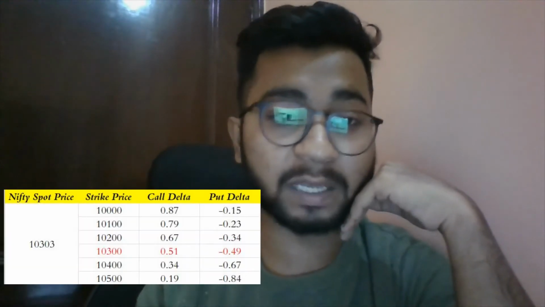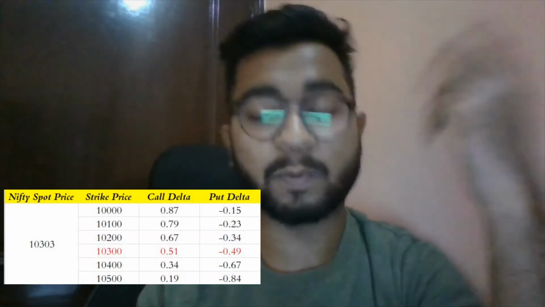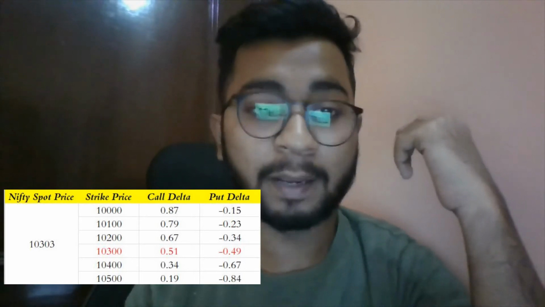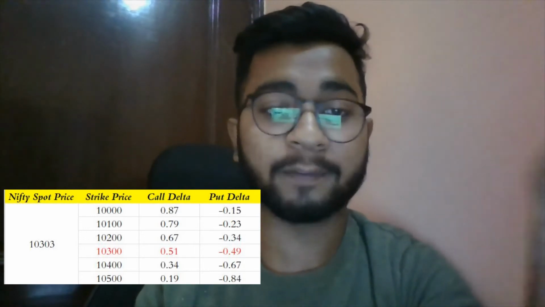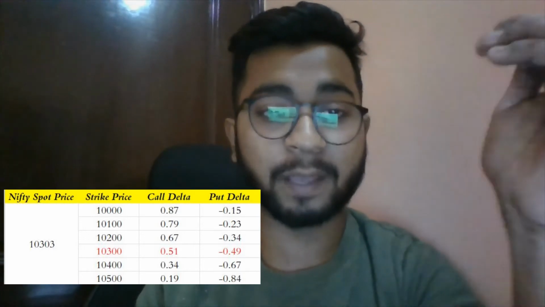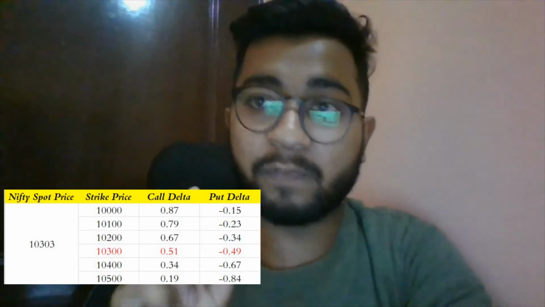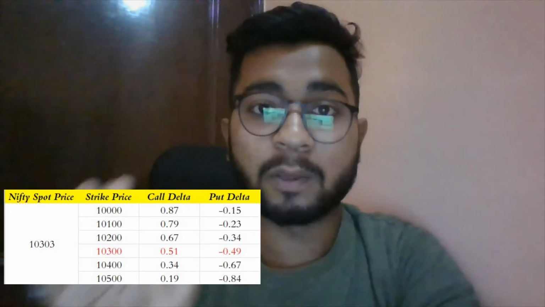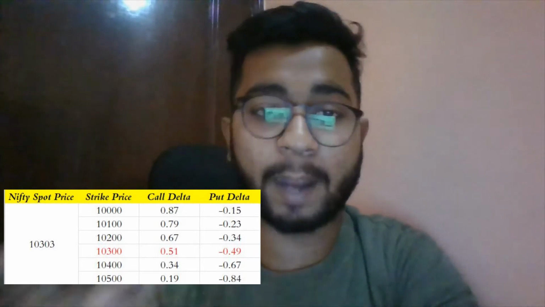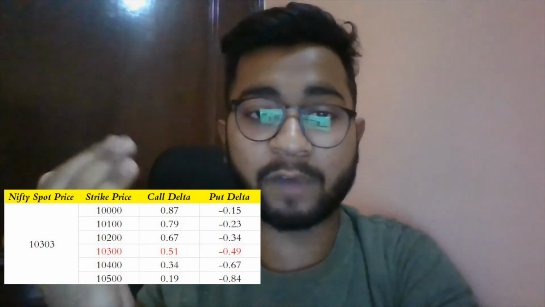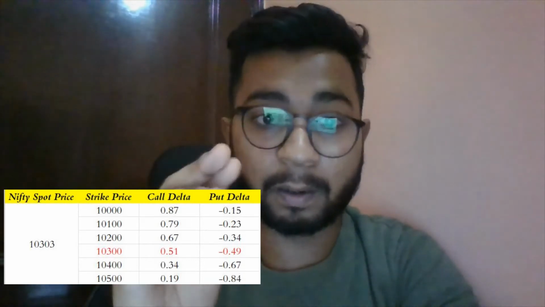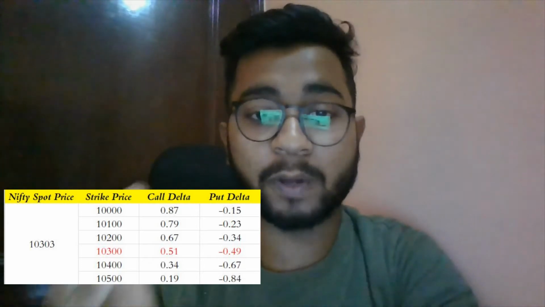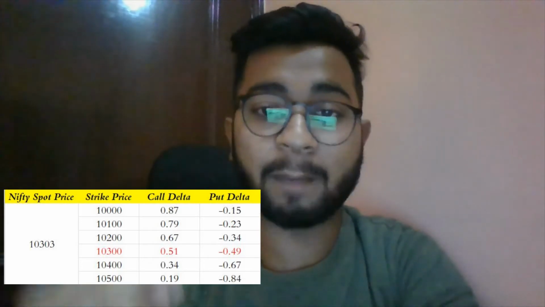So let's just look at this table once, in which there is one spot price, that is the Nifty spot price is at 10,303, and there are different strike prices: 10,000, 10,100, 10,200, 300, 400, 500. These are the six cases of strike price. We also need to talk about the range of delta. Delta will always range between 0 and 1. That is, it will never go beyond 1, and it will never go below 0 in the call, right? And in the put also, it will not go beyond -1 and below 0.